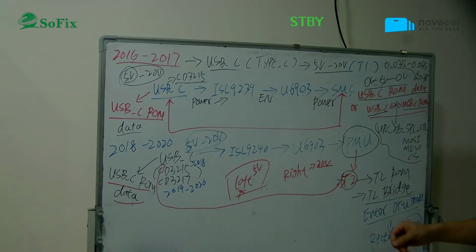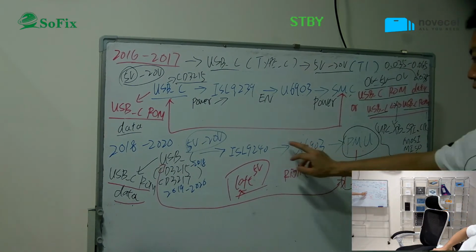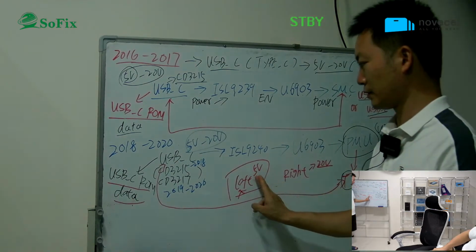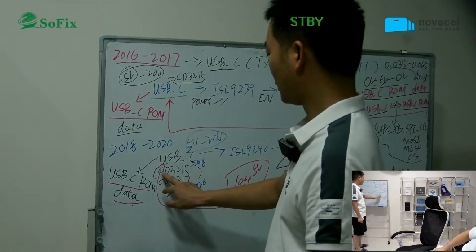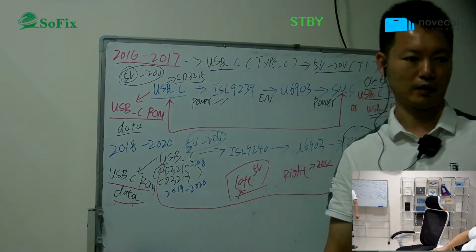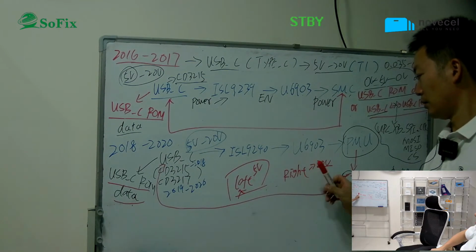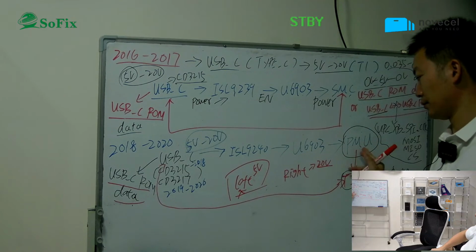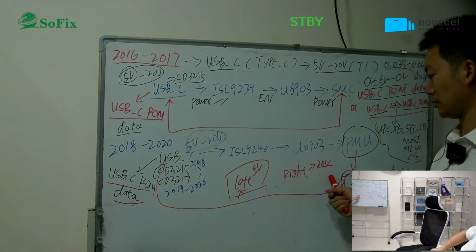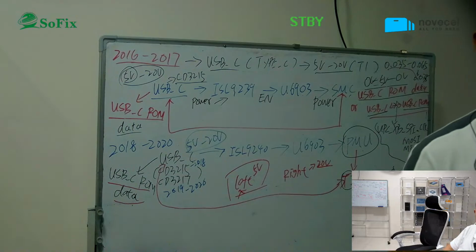Because you connect the right side, you can boost, so all the ICs' working condition is normal. So now on the left side you just need to check the USB-C and the USB-C ROM data. Because for example, if the right side had the problem, for example the PMU had the problem, the right side would also be only 5 voltage. But now it can boost to 20 volt. So the problem is from the left side.